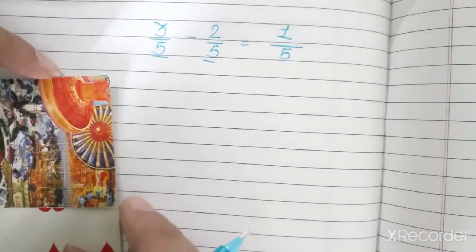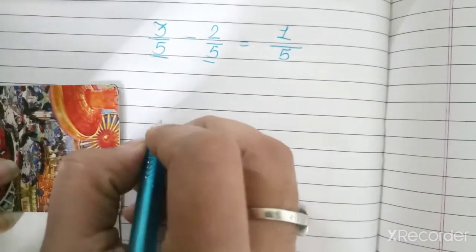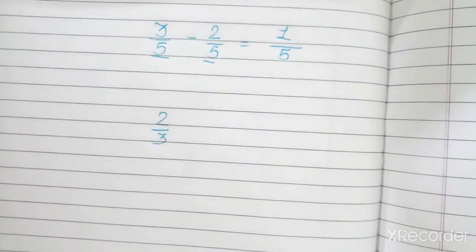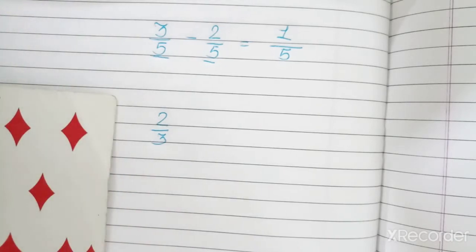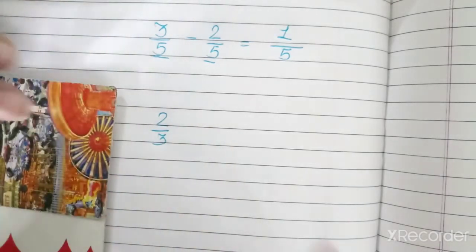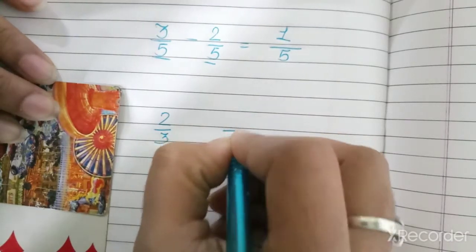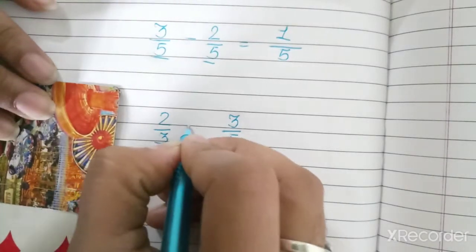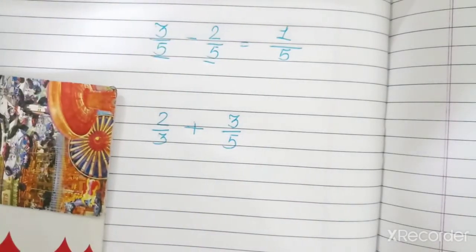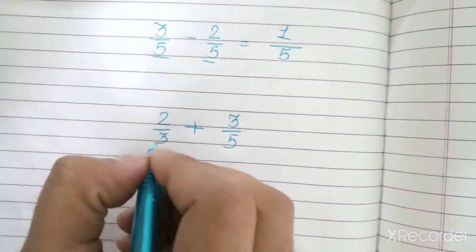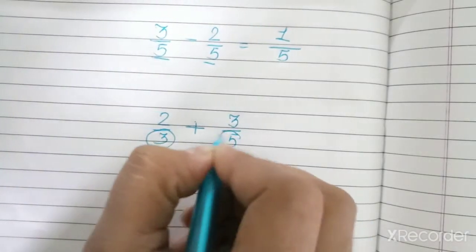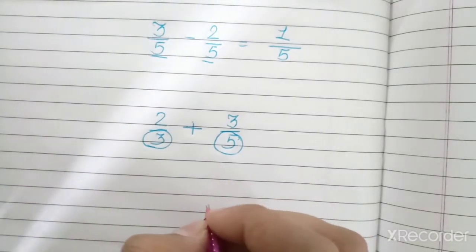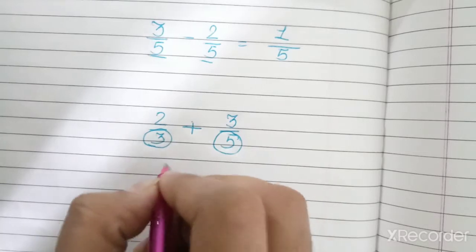Same example, I will write 2 by 3. But instead of 3, I will take this number and I will write 3 by 5. Now add these numbers. Now the difference is here: both the denominators are different. Now what we have to do, we will take LCM.